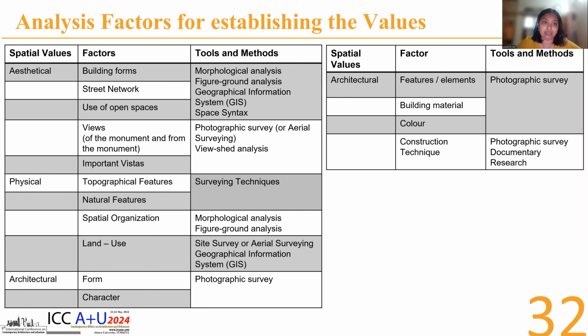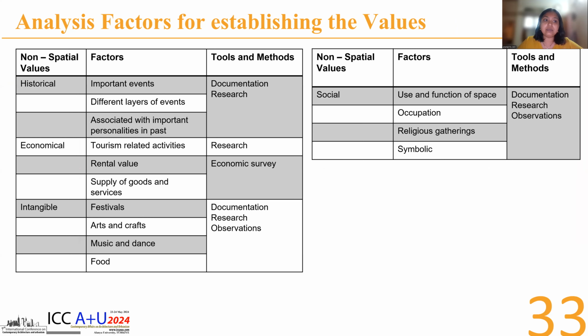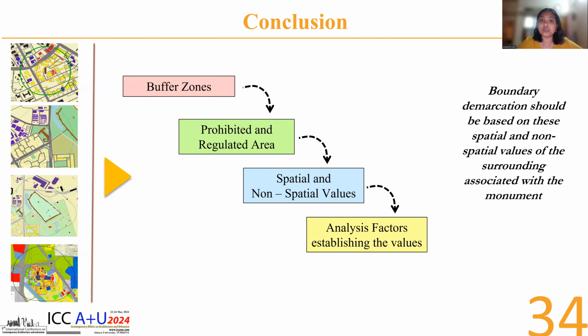With all this, we also try to understand how we can really assess these spatial values or the non-spatial values. There can be tools and methods that define them. For example, aesthetical value includes building forms, street network, and use of open spaces. We saw how Ugrasen Ki Baoli has a very different kind of urban fabric compared to Nizamuddin Basti. Similarly, there are non-spatial values, historical, economical and intangible, and there can be tools and methods for these.